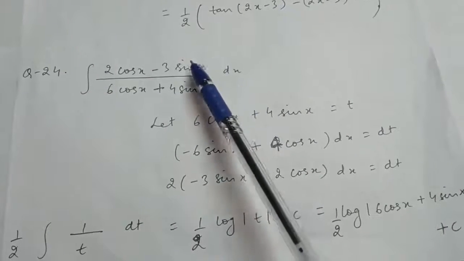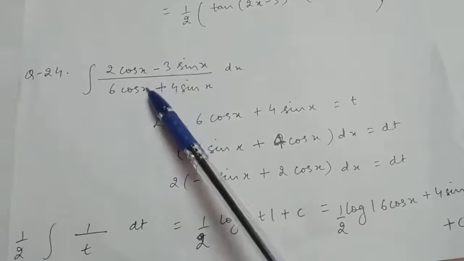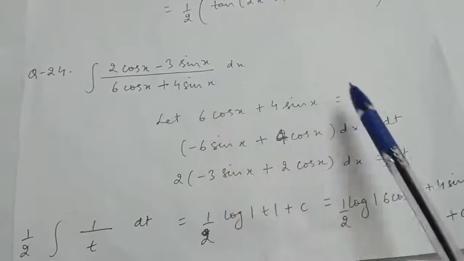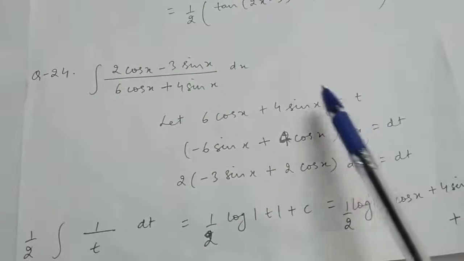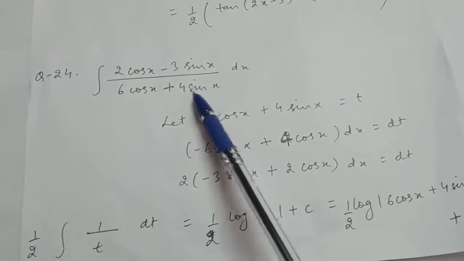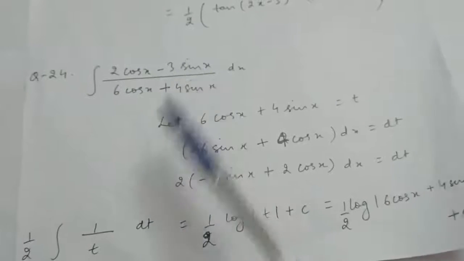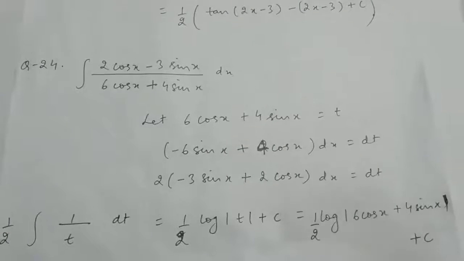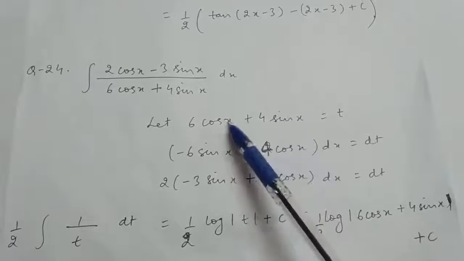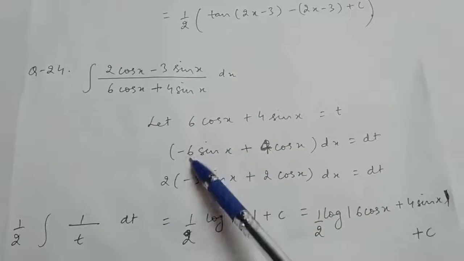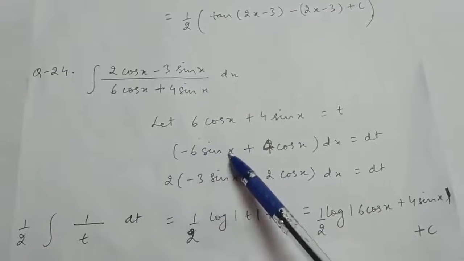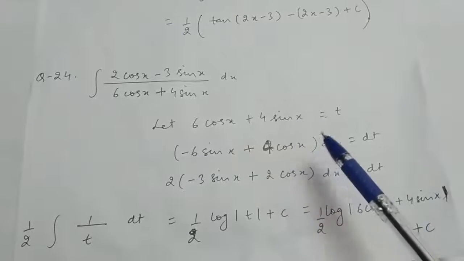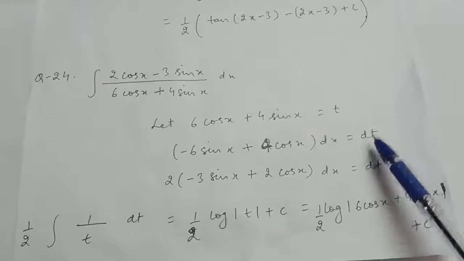Now see the functions which are in fractions, we mostly try to take the denominator as equal to t, and in most of the cases you will find that the derivative of the denominator will be the numerator, right? So 6 cos x plus 4 sin x is equal to t, right? Now the derivative of this will be 6, derivative of cos x is minus sin x, plus 4, derivative of sin x is cos x, into dx equal to dt.